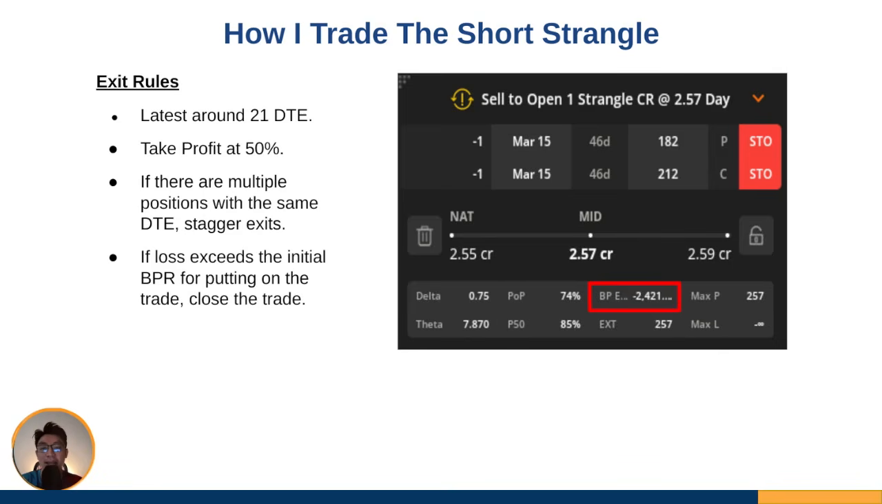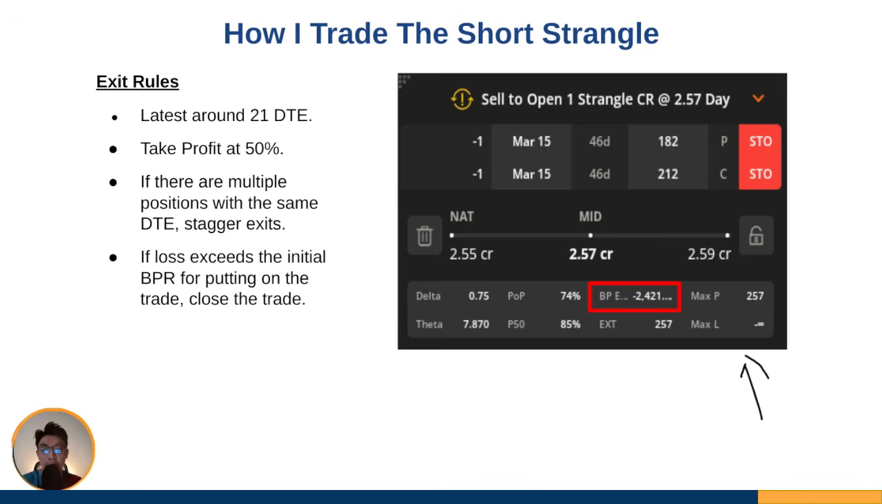Now, the very last exit rule that I have is if the loss exceeds the initial buying power requirement for putting on the trade, then I close the trade. So again, this is because this is an undefined risk strategy. If you take a look down here, it says your max loss is negative infinity. Basically, what it means is that if the underlying goes to 0, you could lose a lot more than what you have in your trading account. So that is why it's very important to manage your max risk for any undefined risk trade.